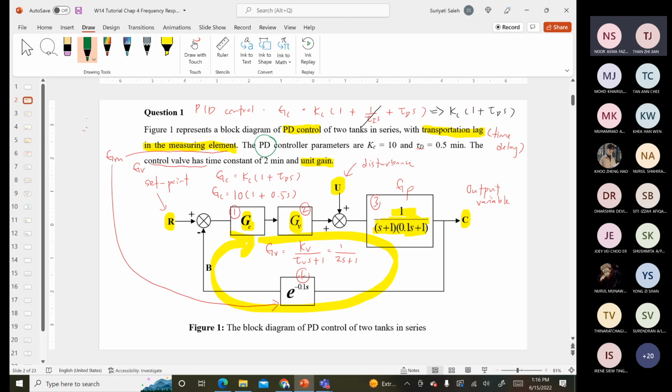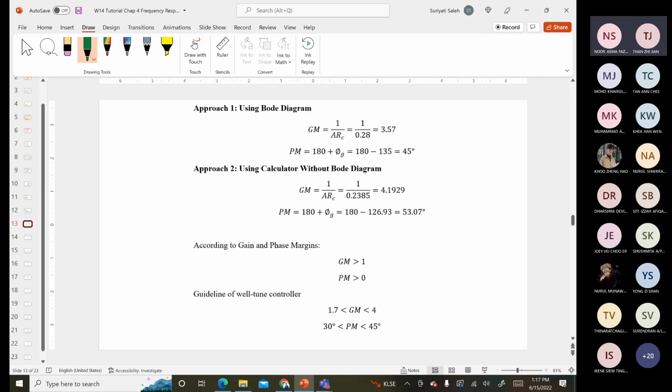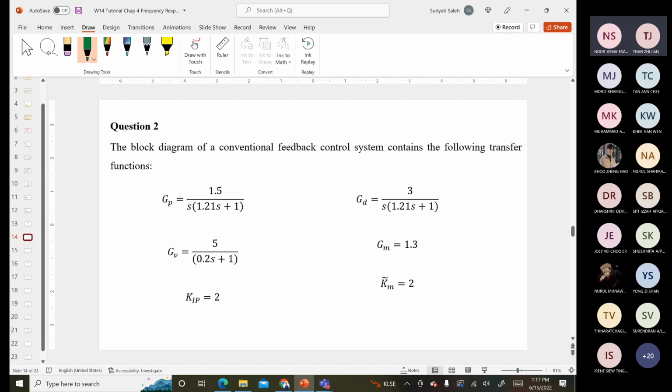In some cases, the controller parameters may not be provided, or they just give you the type of controller that will be used without the parameters. So this is another type of question that I would like you to consider. Let's take a look at the second question. For this part, the block diagram of the conventional feedback control system contains the following transfer functions. In this case, you may notice that the transfer functions will be given to you, so you don't need to worry about them.